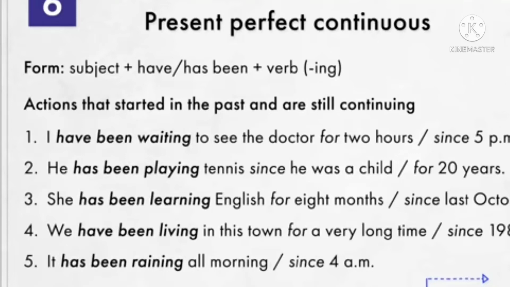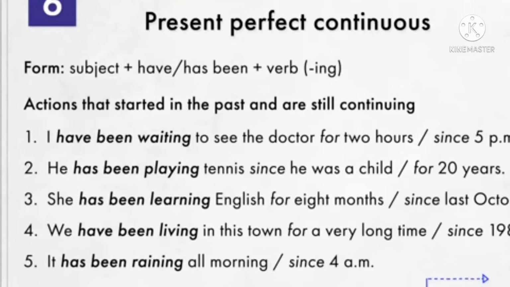For example, I have been waiting to see the doctor for 2 hours. It means that she came to the clinic maybe at 5 o'clock and now it's 7 o'clock. So she started waiting at 5. 2 hours have now passed and she is still waiting. So the present perfect continuous tense talks about an action that started in the past and is still continuing.